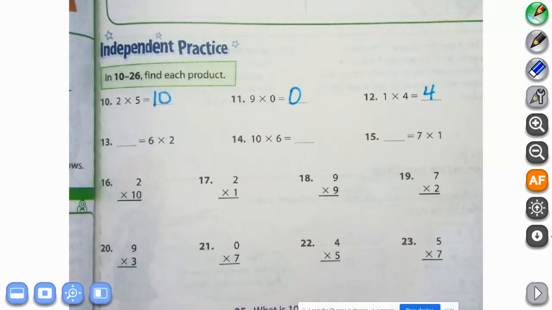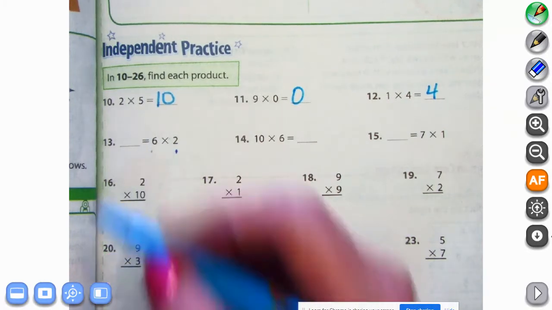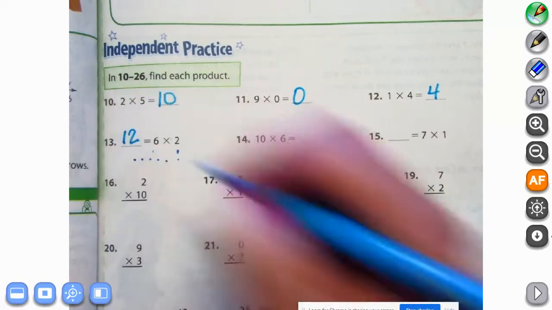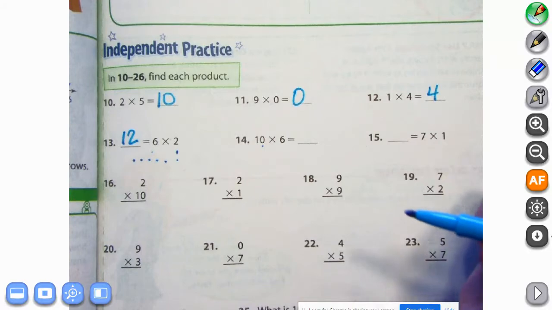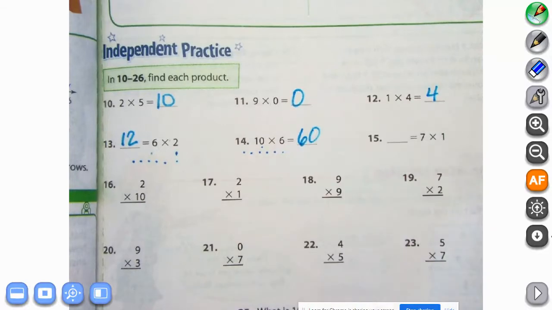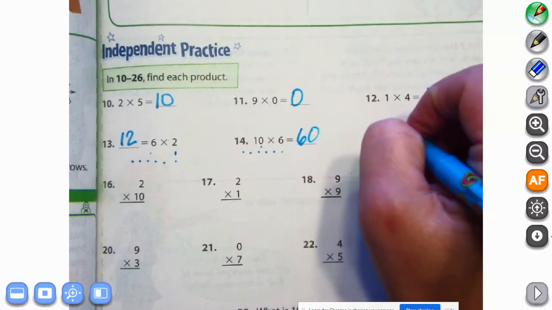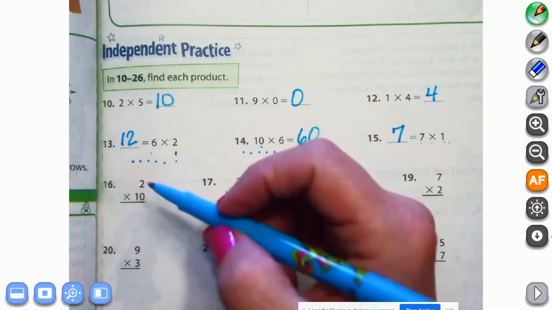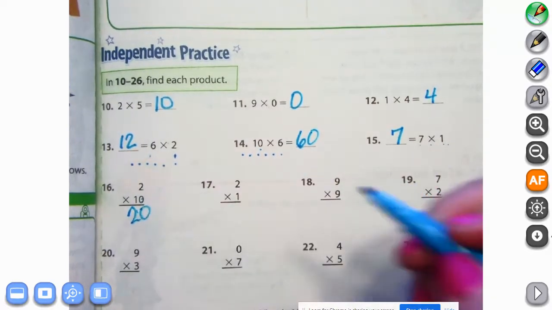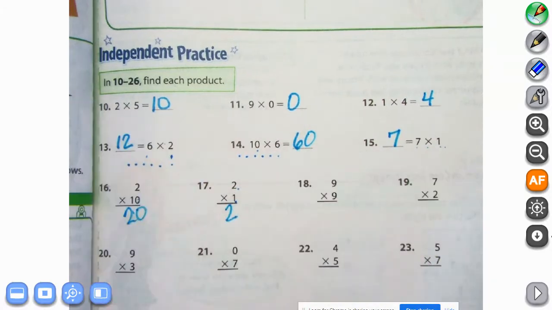All right, let's check your answers with mine. If you skip count by 2 6 times, 2, 4, 6, 8, 10, 12. Skip count by 10 6 times, 10, 20, 30, 40, 50, 60. 7 times 1, anytime it's times 1, we go with the number that it's multiplied by. 2 times 10, 10, 20. 2 times 1. So these look like they're pretty easy. They're recapping, going over what we've already learned.